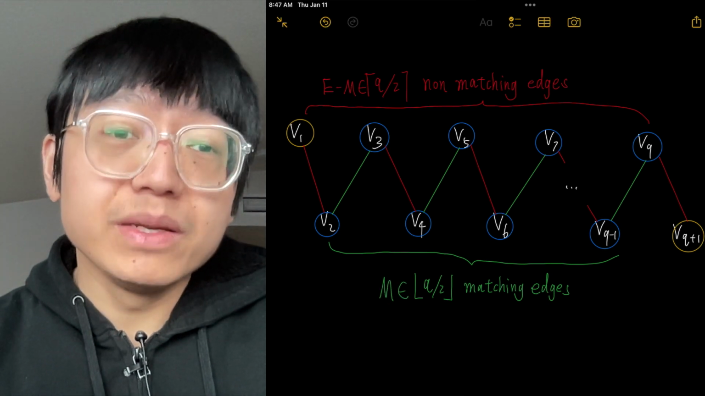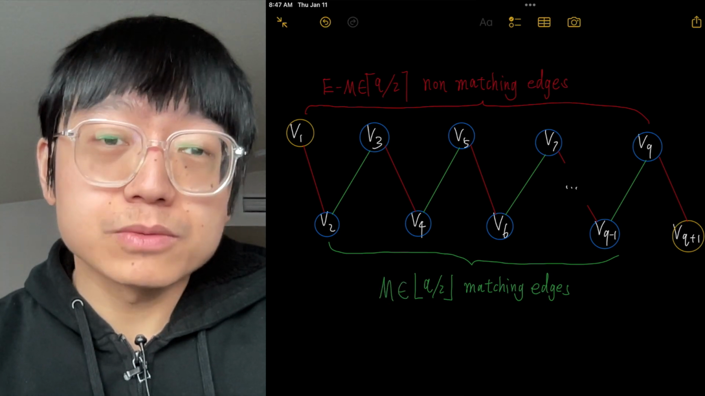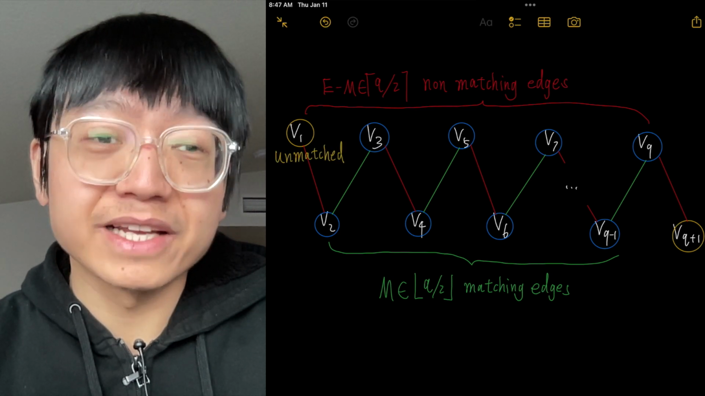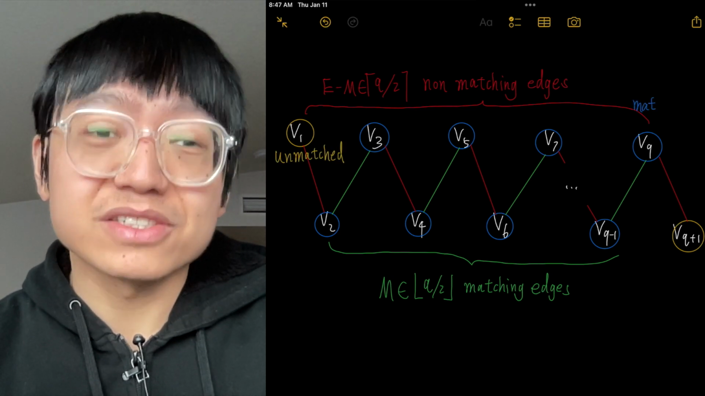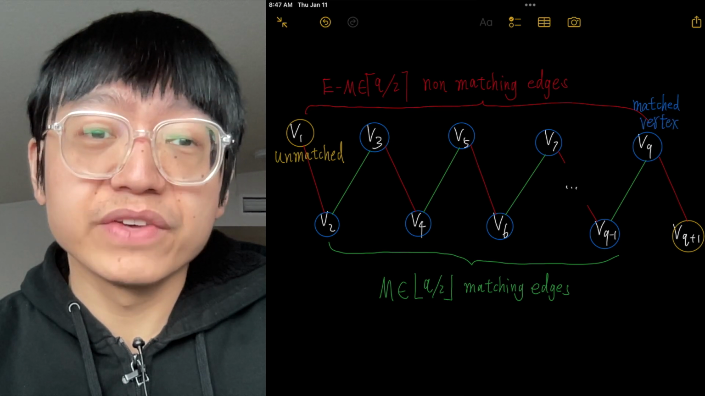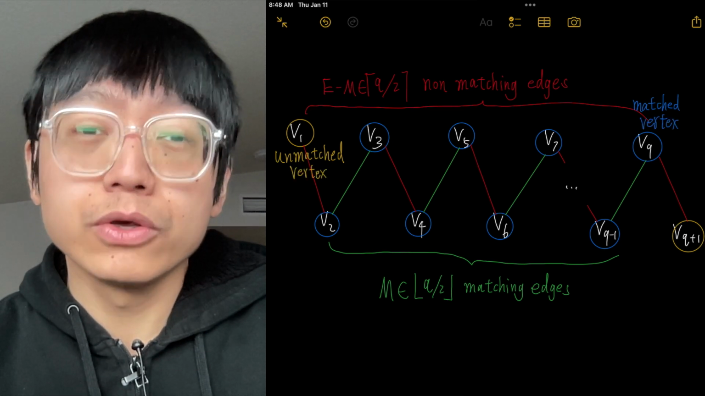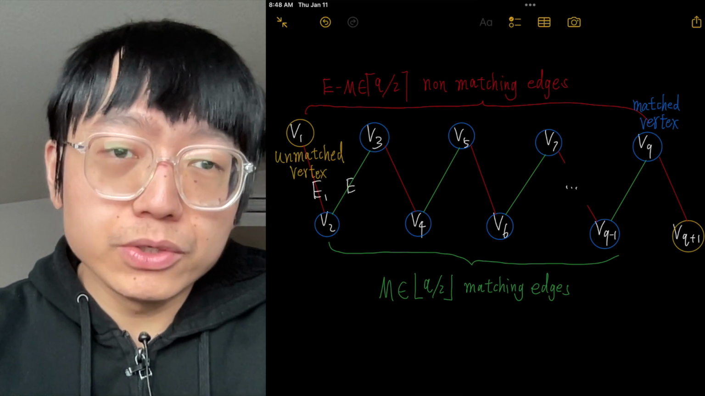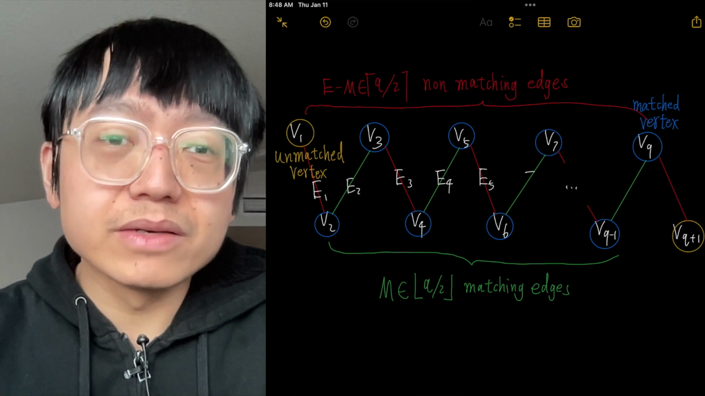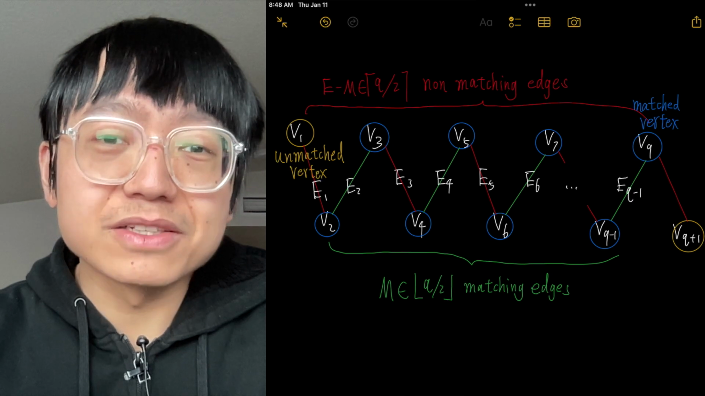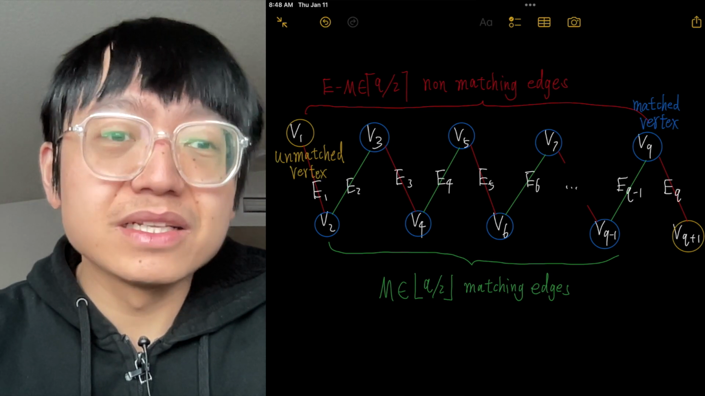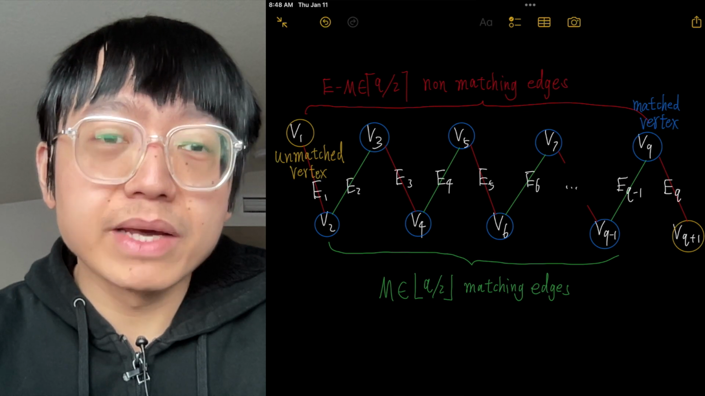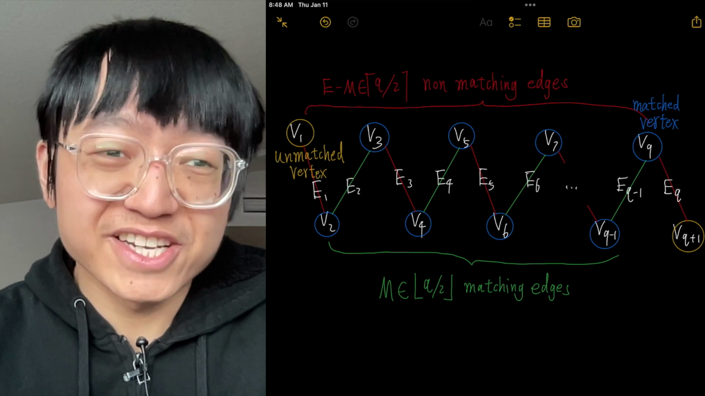The vertices V1 and V(Q+1) are the endpoints of the path, and they are unmatched in M, and the other vertices V2, V3, and so on until VQ are matched in M. The edges (V1, V2), (V3, V4), until (VQ, V(Q+1)) are the non-matching edges, and (V2, V3), (V4, V5), until (V(Q-1), VQ) are the matching edges.